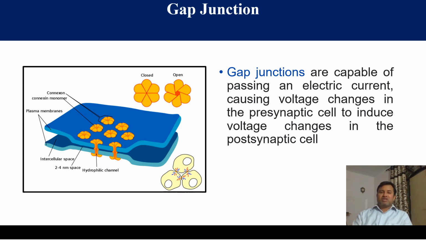So the gap junction is present in the electrical synapses. Let us discuss the gap junction. Gap junctions are capable of passing an electric current, causing a voltage change in the presynaptic cell to induce a voltage change in the postsynaptic cell. So this is the structure of the gap junction. Gap junction is made up of connexons, and these connexons are also made up of connexin monomers.